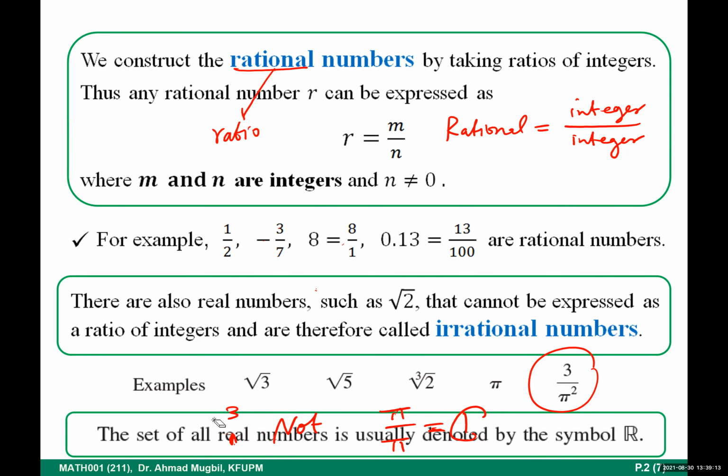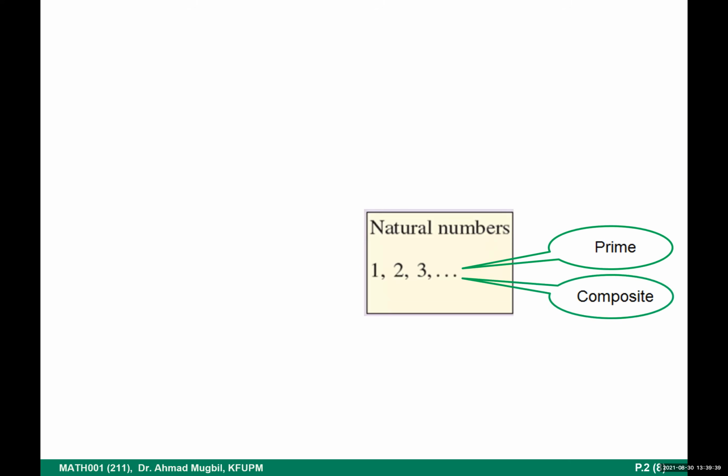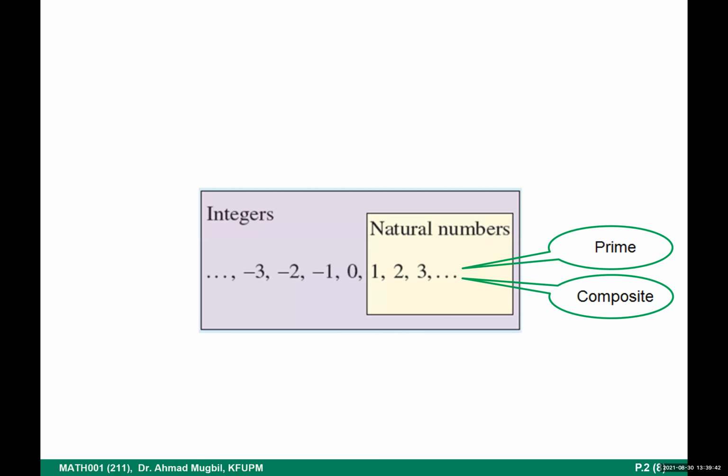But now let's continue. Now, ya shabab, when we combine the rational numbers together with the irrational numbers, we will have what is called the real numbers. Let's summarize what we did before. We started with the natural numbers. The natural numbers can be classified into 2 types: prime and composite. Then we add 0 and the negatives, and then we have integers. Also, the integers are classified into 2 sets of numbers: even and odd.